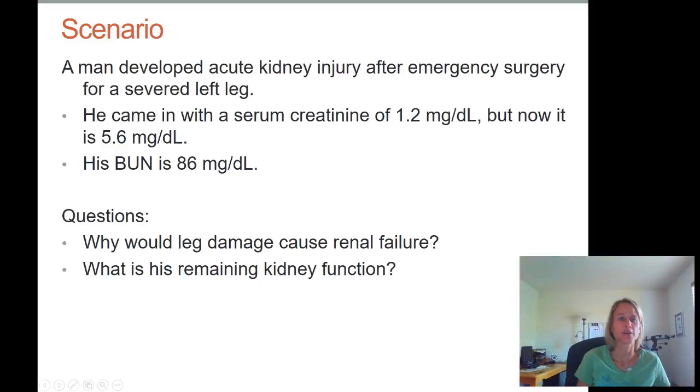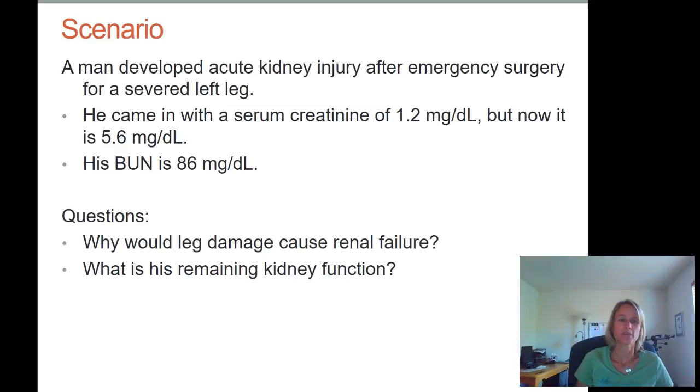Okay, scenario. A man developed acute kidney injury after emergency surgery for a severed left leg. He came in with a serum creatinine of 1.2, but now it is 5.6. His BUN is 86. So, question. Why do you think the leg damage would cause renal failure?